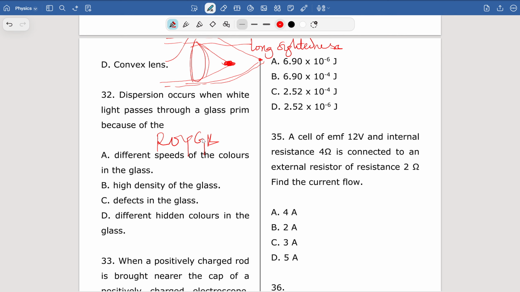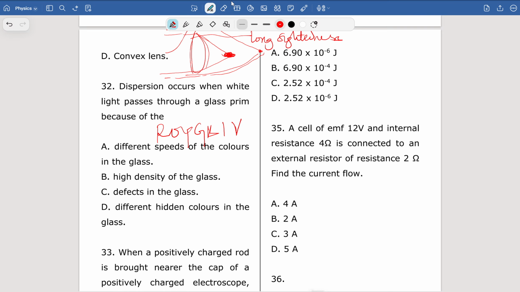Different speeds. Okay. So different speeds, and as a result, question 32. Dispersion occurs when white light passes through a glass prism because of the: A, you have different speeds of the colors in the glass. B, you have high density of glass, defects in glass, and different hidden colors in the glass.